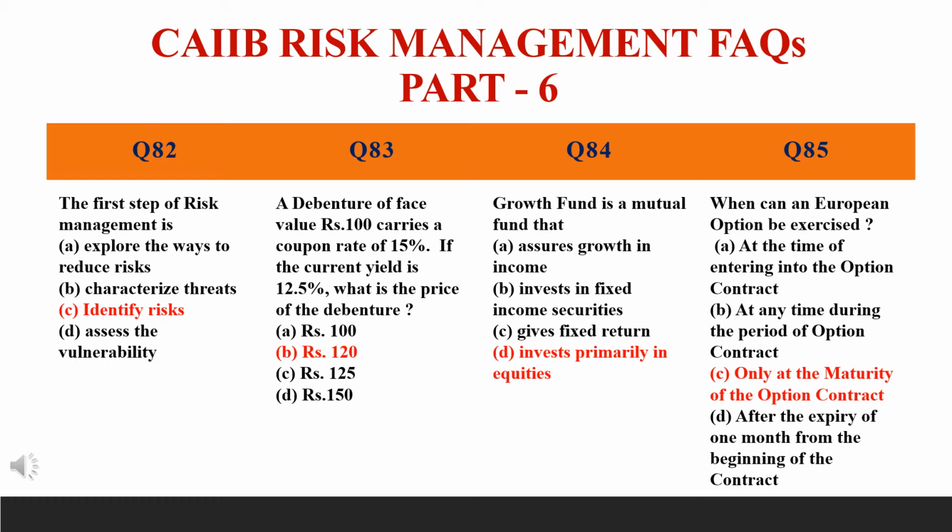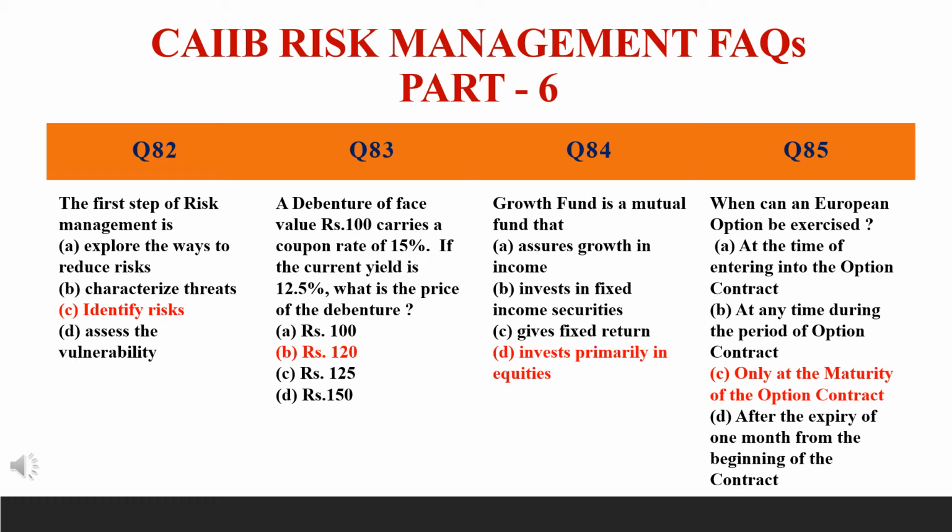Now see here, question number 82. Look at the screen. The first question is, the first step of risk management is dash. There are 4 options given. Explore the ways to reduce risk. Second, categorize threats. Third, identify risk. Fourth, assess the vulnerability. Answer is C, identify risk.